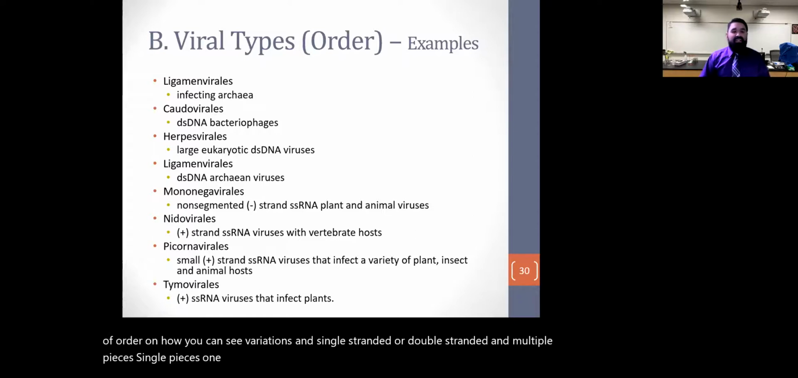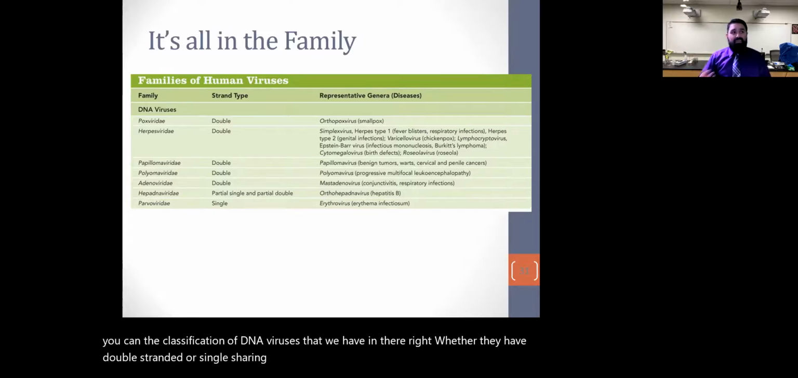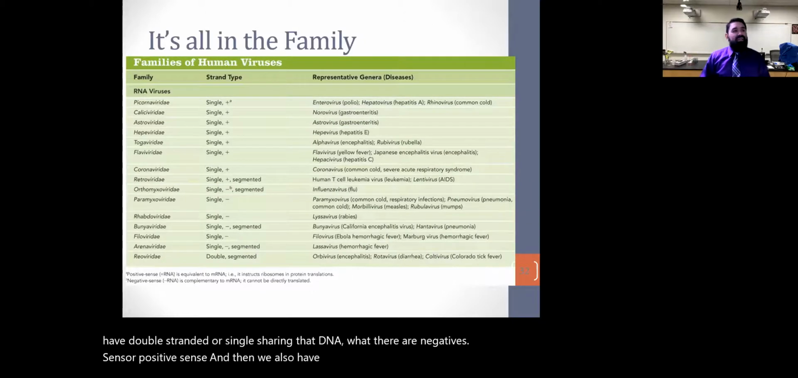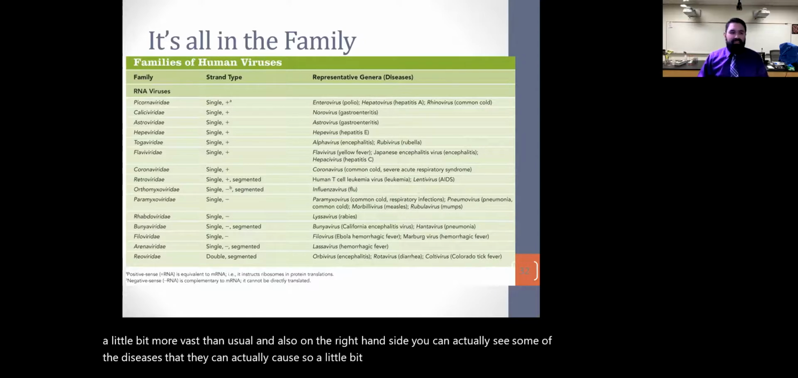As a matter of fact, if you go into your textbook, you can actually see the classification of DNA viruses that we have in there, right? Whether they have double-stranded or single-stranded DNA, whether a negative sense or a positive sense. And then we also have the list of the RNA viruses, which happen to be a little bit more vast than usual. And also on the right-hand side, you can see some of the diseases that they can cause. So a little bit of a good reference behind them.